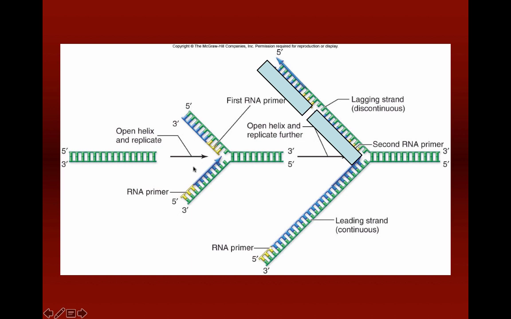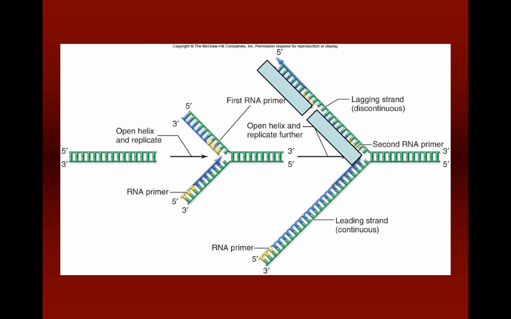But look what's happening up here. When we create this replication fork, this top strand is reading 5 to 3. And DNA polymerase can't read 5 to 3, it can only read 3 to 5. So what happens is we put our RNA primer down here, and then we build backwards. Because if we build this section backwards, we are reading 3 to 5 in this direction, and building 5 to 3 in that direction, and that satisfies the rules of DNA polymerase.